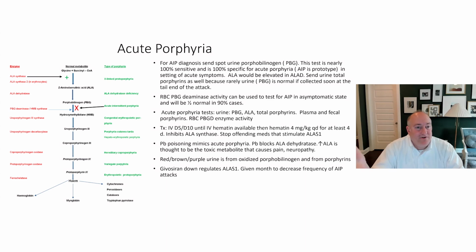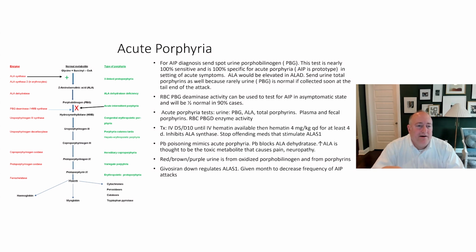So that's really it in a nutshell. If you suspect it, get that urine porphobilinogen, get the spot test. Now, you can also send a total porphyrin. I see this all the time. People are suspecting porphyria. They send a total porphyrin. That's the wrong test because that can be elevated for a number of reasons, not necessarily AIP.